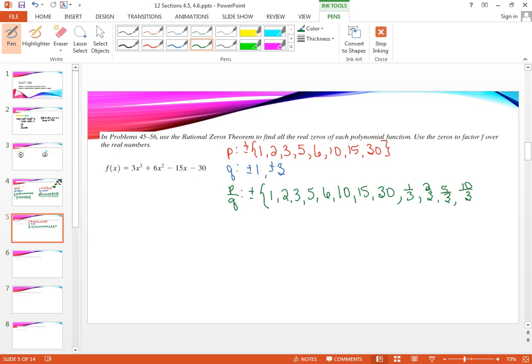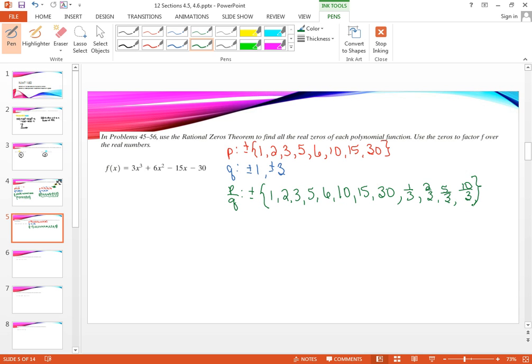10 over 3, 15 over 3 is 5, 30 over 3 is 10. Okay, that's it. So now what do we do with this? If this thing has a rational zero, it's in this list. If it's a 0, then that means if I divide that number into the function, I should get a remainder of 0. And I've got my remainder theorem that we could use, and I also have synthetic division.